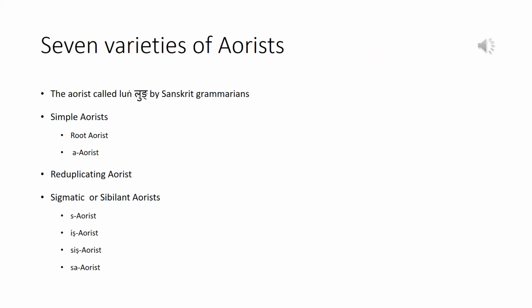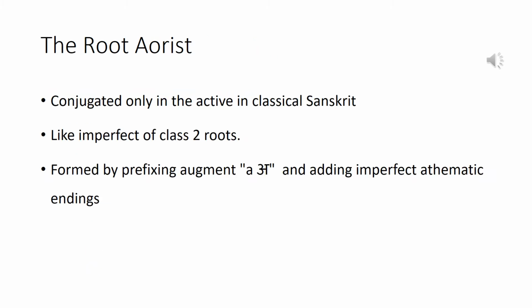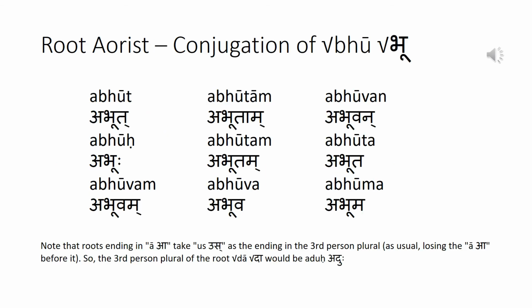There are 7 varieties of aorists grouped into 3 types. These are given here. The root aorist. The root aorist conjugation.